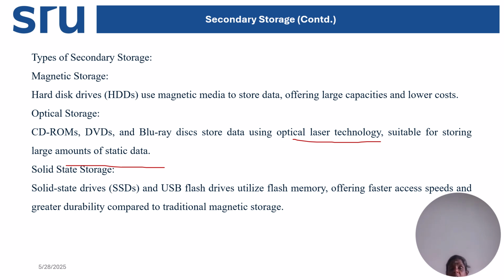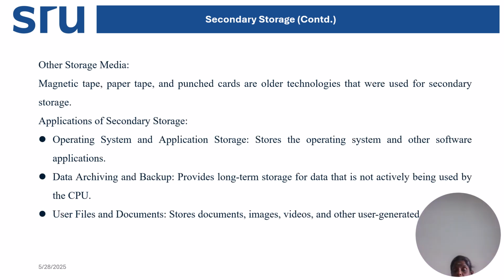Next is solid state devices and USB, universal serial bus, flash drives. They utilize flash memory, offering faster access speed and greater durability compared to traditional magnetic storage. Next one, other storage media. Magnetic tapes, paper tape and punch cards are older technologies that were used for secondary storage.